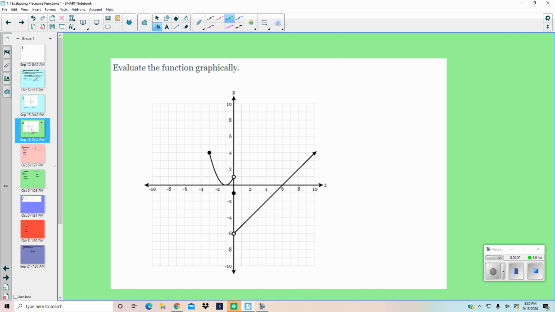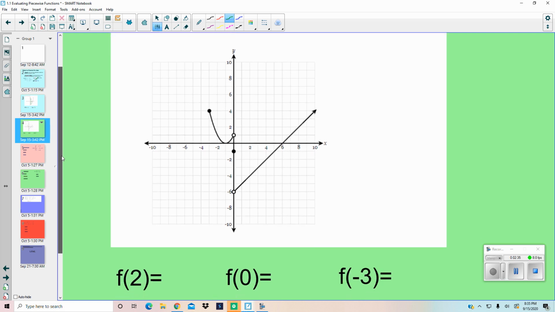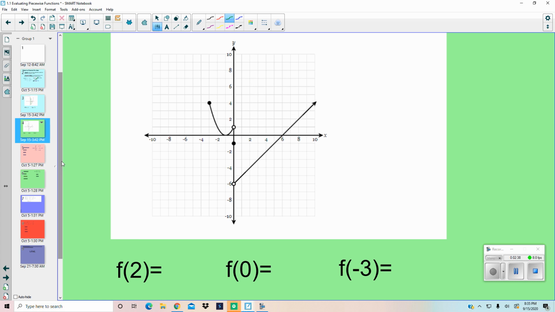Okay, so evaluate this function graphically. They're saying at x is 2, what is y? So here's 2, and y is down here at -4. What's happening at 0? Well, at 0, I can see that it's filled in right here at -1. What's happening at -3? If I go to x is -3, well, the y-coordinate is up here at 4.